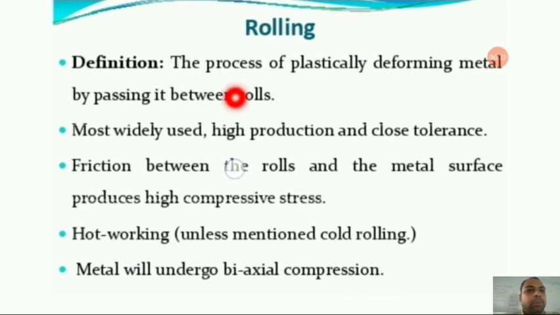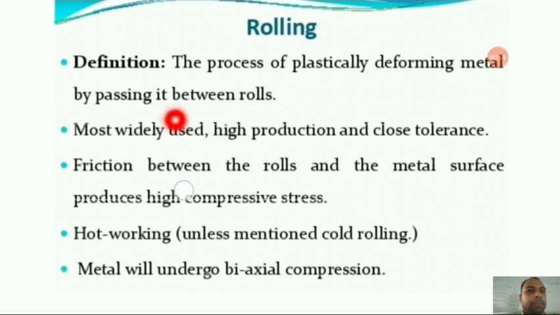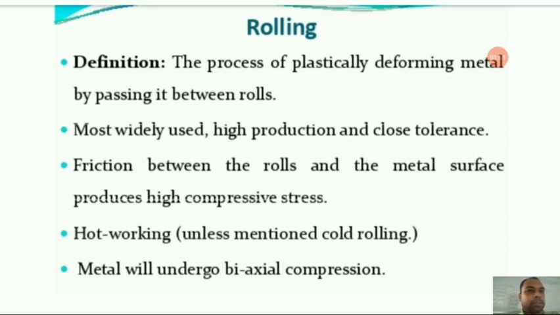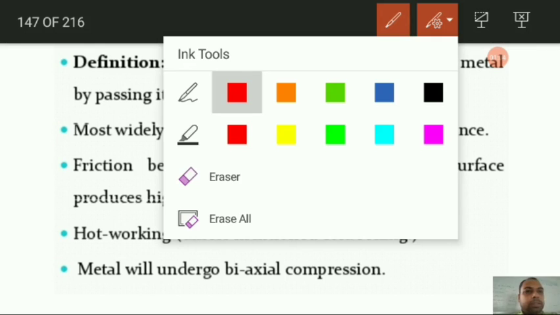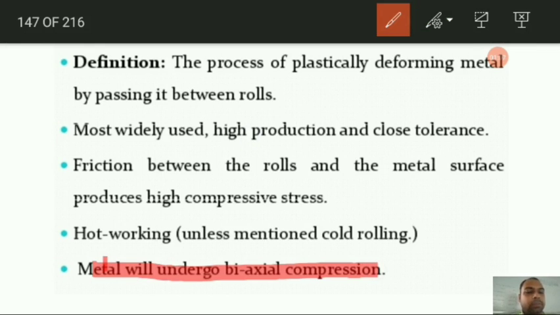Now rolling is a process of plastically deforming metal by passing it between rolls. Most widely used, as I earlier told you, and it has got high production as well as close tolerance. Next, the friction between the rolls and the metal surface produces high compressive stress as well. Now it is also a hot working process unless mentioned as cold working or cold rolling, and here metal will undergo biaxial compression. As I earlier told you, these things are going to be very important, so you must take a note of this, that metal will undergo biaxial compression in rolling process.